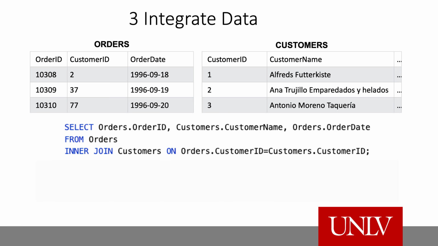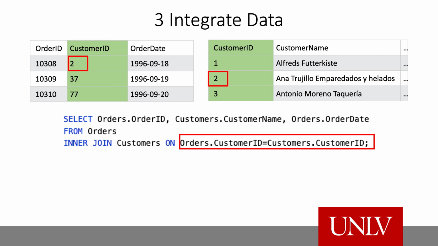The query works from bottom to top. In the last line, inner join customers on orders.customer ID equals customers.customer ID performs the join operation. The ON statement is the join condition. It specifies that the join should be performed based on matching customer ID values in both tables. Only those rows where the customer ID in the orders table matches the customer ID in the customers table will be included in the result set.